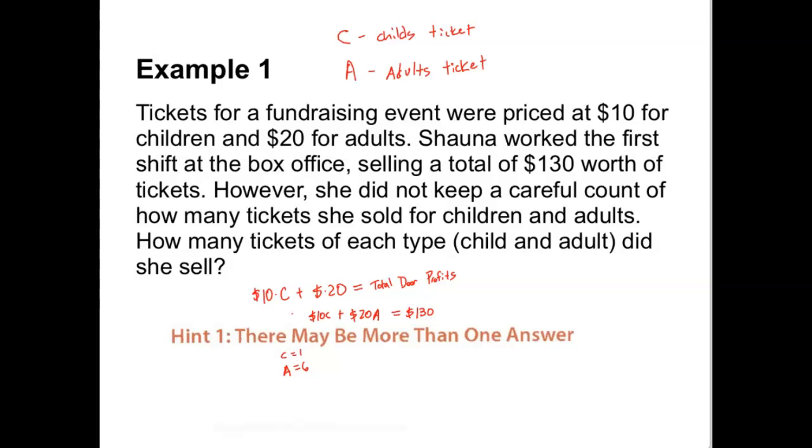Well, that would give me $10 plus $120, right? Because 6 times 20 is 120. It's 130. So I agree. Could be one child, 6 adults. What else?